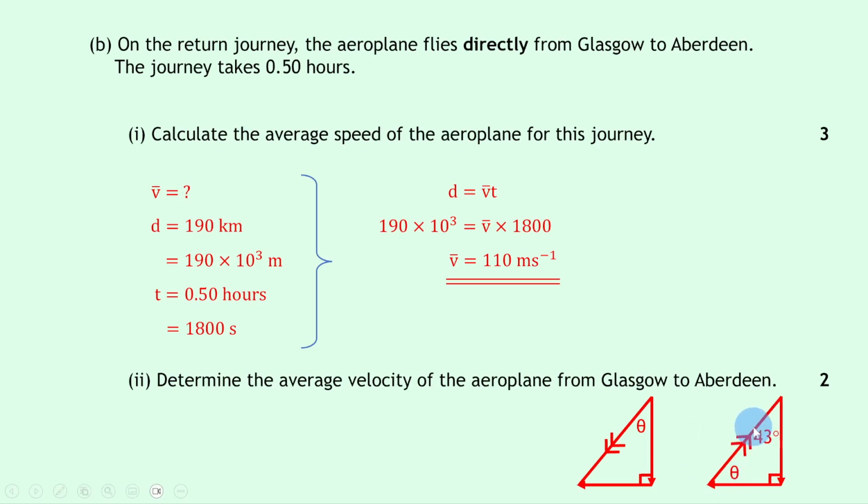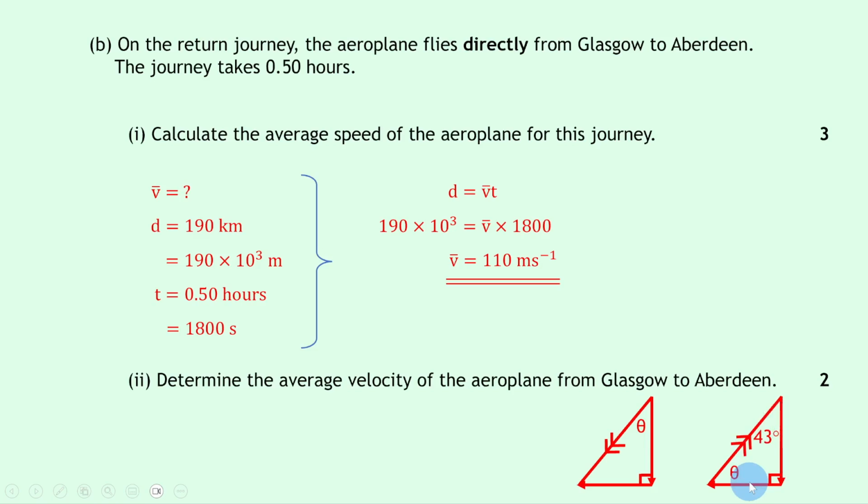Now what I've done is I've put the 43 degrees in here that we calculated for the angle theta from earlier. And you'll see that I've written a new theta here, and this is because we want to now find the direction theta going from Glasgow back to Aberdeen. So we can now use compass points or bearings to define this angle theta.